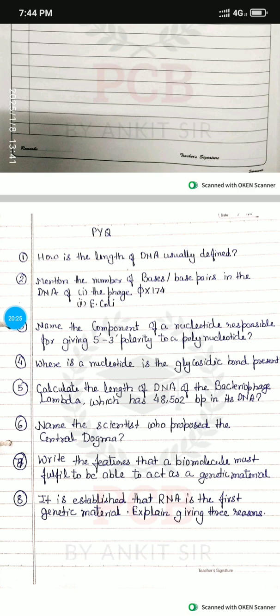Name the scientist who proposed the central dogma. Central dogma is actually from DNA to mRNA and mRNA to protein. This is the central dogma. Now the next one is: write the features that a biomolecule must fulfill to be able to act as a genetic material. And the last one: it is established that RNA is the first genetic material. Explain, giving 3 reasons. All the answers will be published tomorrow, and many other important questions will be published tomorrow.